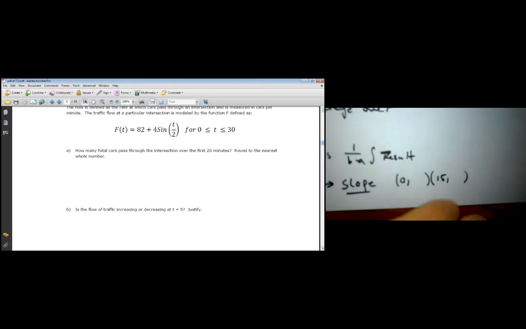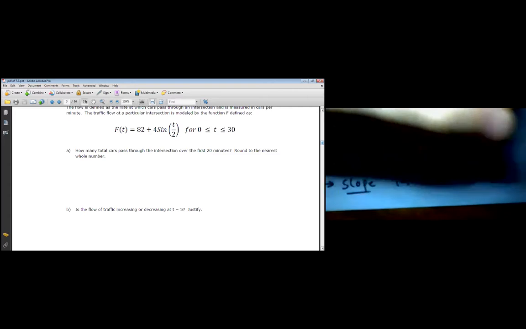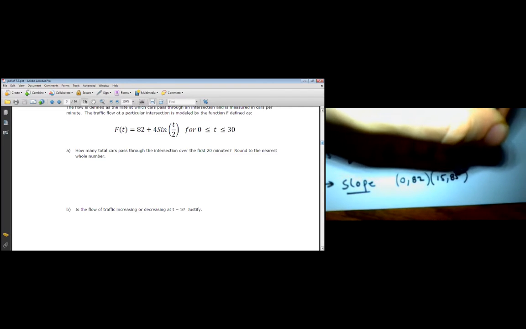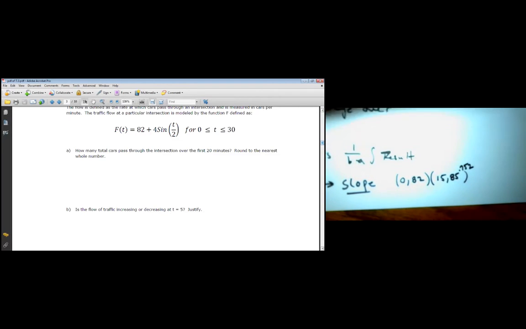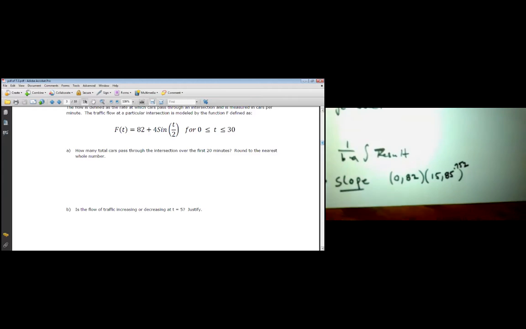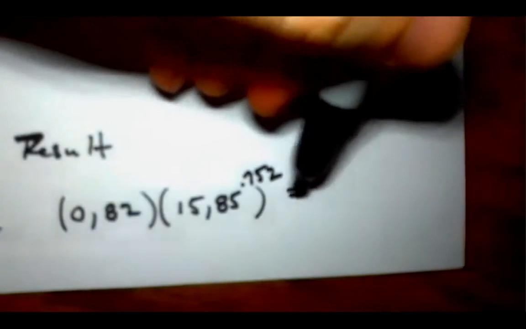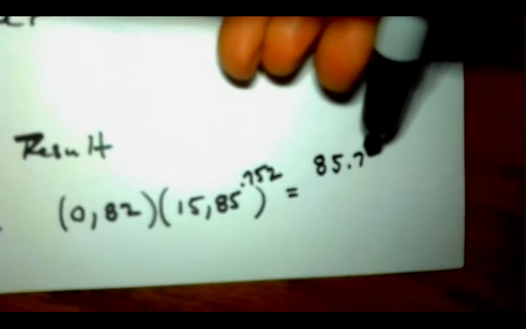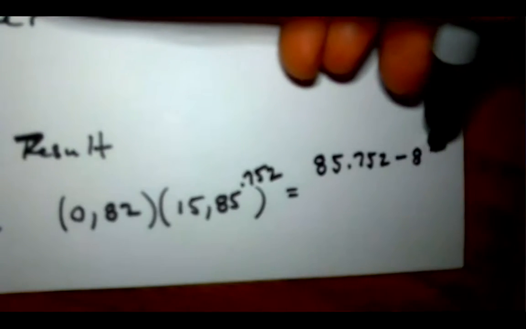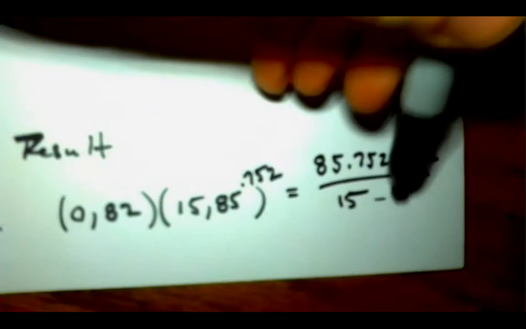Anybody got corresponding points for me for 0 and 15? For 0, I have 82, and for 15, I have 85.752. Okay, and then you would just use those and we would find the slope. So this would be 85.752 minus 82 over 15 minus 0.